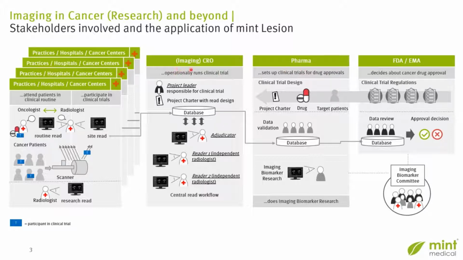The imaging CROs, or CROs in general, operationally support the clinical trials as a service provider for pharma, and they generally do the so-called central read workflow, for example, with double-blinded reads for images, of course, depending on the trial protocol. But of course, all cancer patients who participate in clinical trials are treated in hospitals. And there you can differentiate the job of a radiologist as follows. First, every cancer patient in clinical routine gets a clinical routine read, independent if they are participants of a clinical trial or non-participants of a clinical trial.